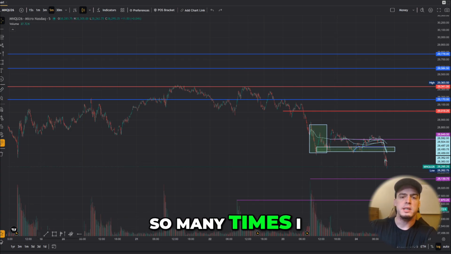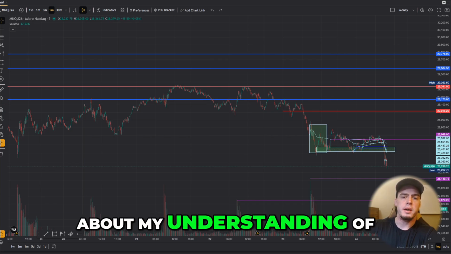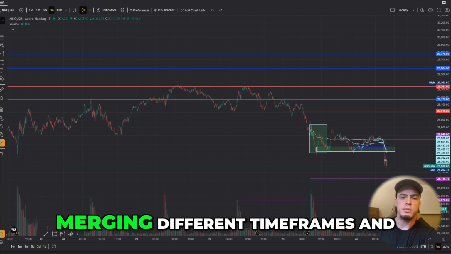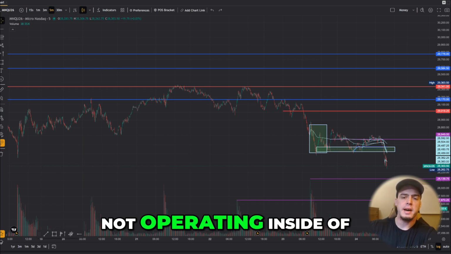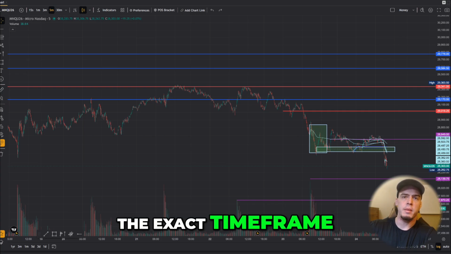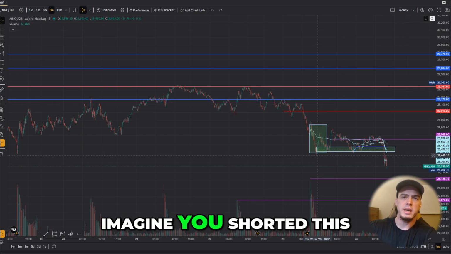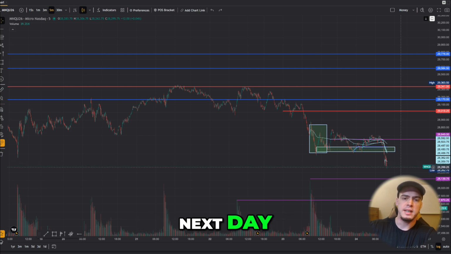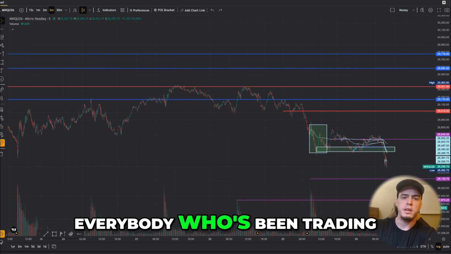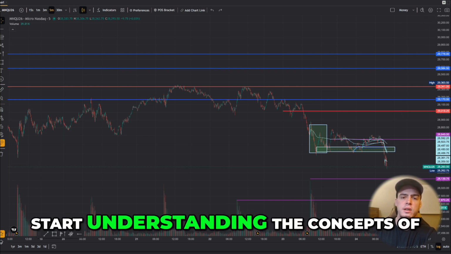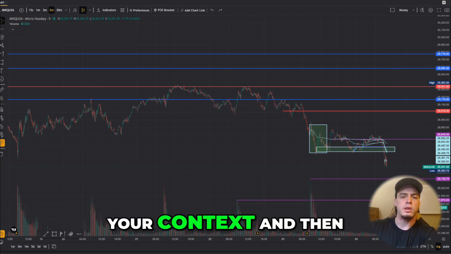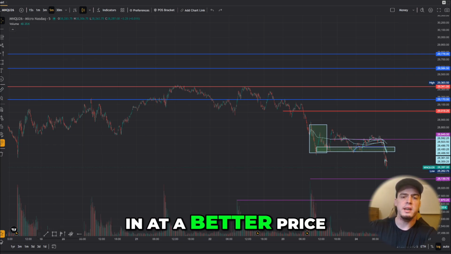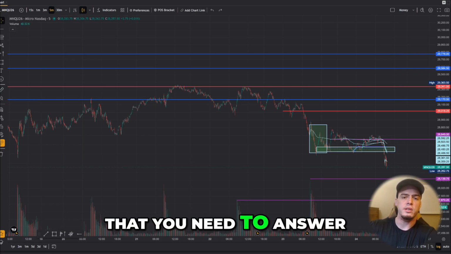In the past, so many times I would be completely right about my understanding of the context, but because I was merging different time frames and not operating inside of the exact time frame, I'd be shorting this low. Imagine you shorted this low and then you get a spike here and the market continues to break down the next day. That's happened to probably everybody who's been trading. And so if you start understanding the concepts of your context and then how do you get in at a better price, that becomes the question that you need to answer.